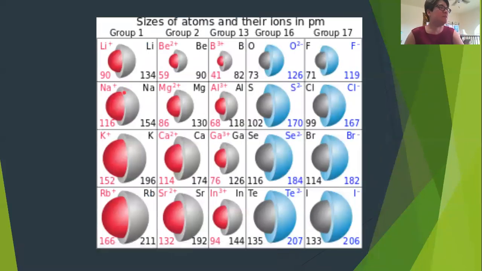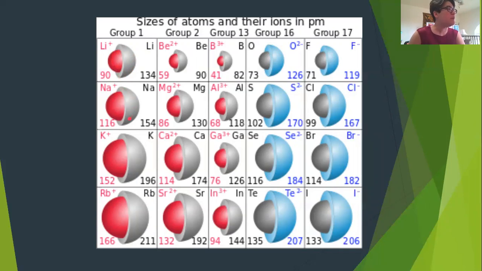And this is how their sizes change when they become ions. This silver one up here, if we start at the top left, this is lithium. And then when it loses that electron, it gets smaller and it becomes a little bit more like helium. It's going to be a little bigger than helium, but close to the size of helium. And you can see they get smaller.